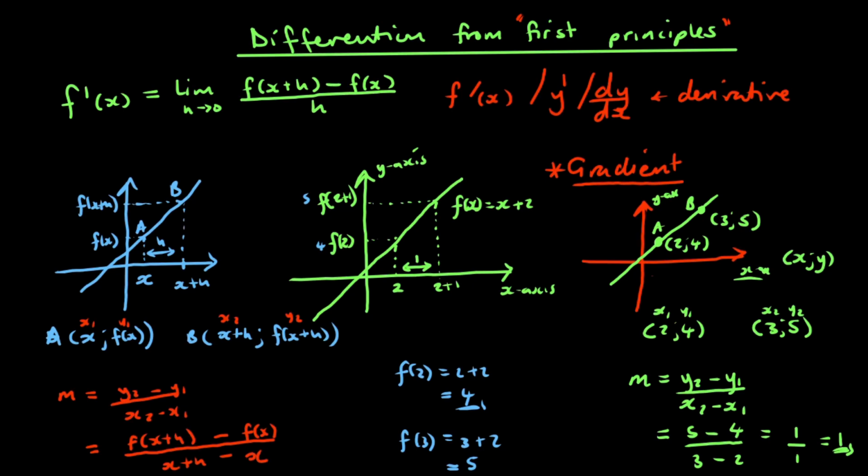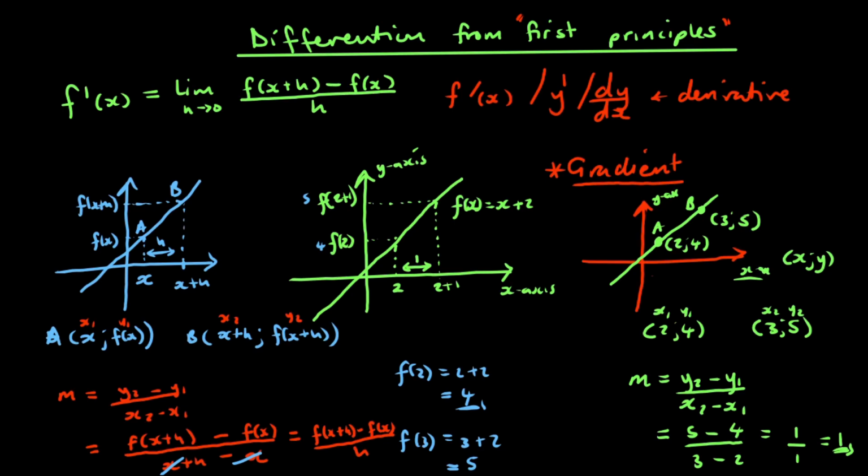And we can easily see that x minus x will go away. This x and this x will go away. So we will be left with what? All in all, we will be left with this answer for our gradient, which is f of x plus h minus f of x all over h.